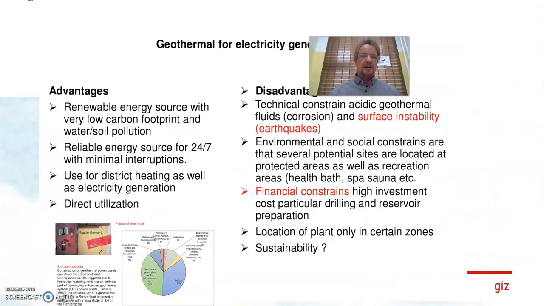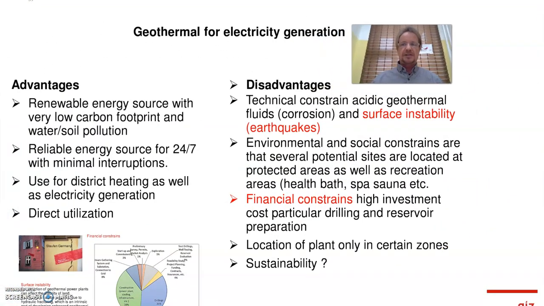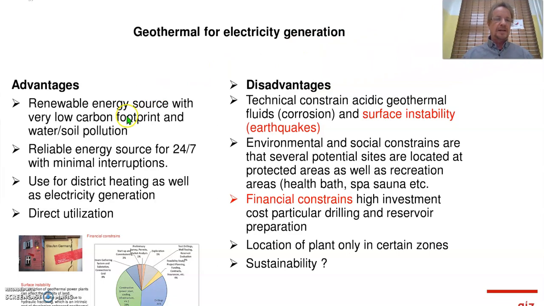So let's talk about the advantages and disadvantages. Of course it's a renewable energy, so the carbon footprint should be low, actually none or very low, depending on the operation, because you still need some electricity on site. It's a reliable energy source for 24 hours, 7 days a week, the whole year, with normally only a few interruptions. And you can use it for heating, district heating, and for electricity, as well as direct utilization, like using it in a bath or a sauna or something like that.